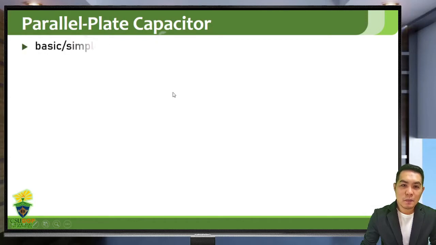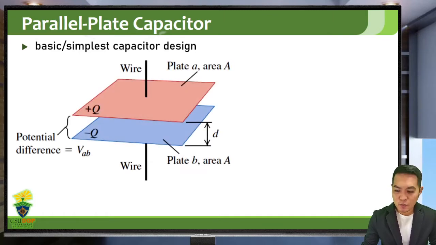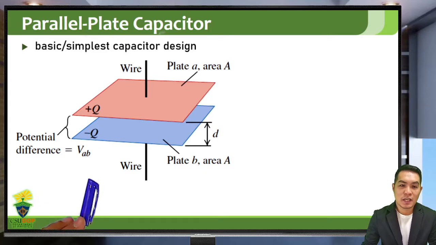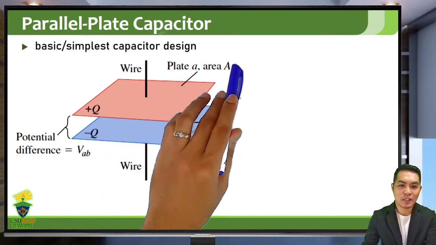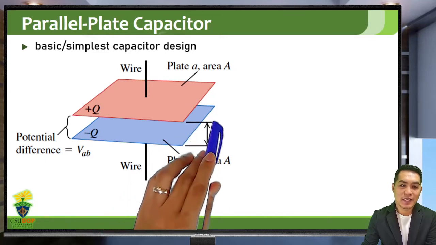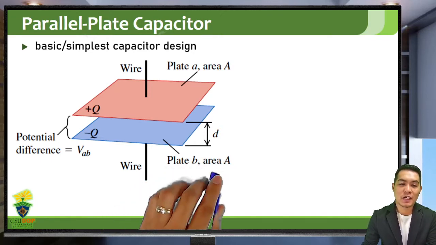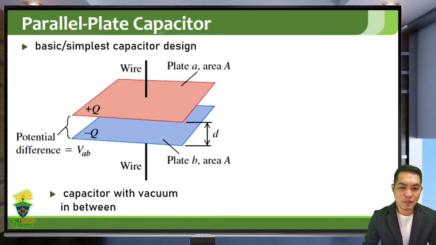Okay, so the parallel plate capacitor is the simplest, basic capacitor design. We basically have two conducting plates, two metal plates, say both have area A, plate area A, and they are separated by a distance D. So that's it. You basically have a capacitor. This is essentially a capacitor with nothing in between. Nothing means vacuum, no air, nothing.